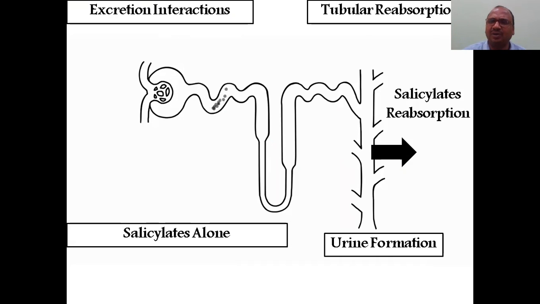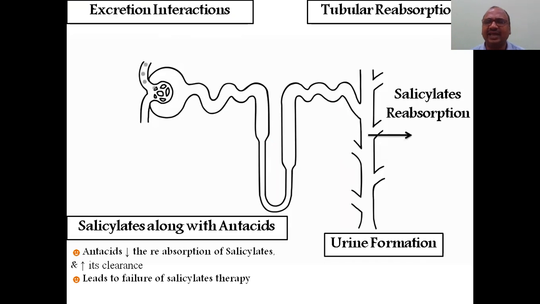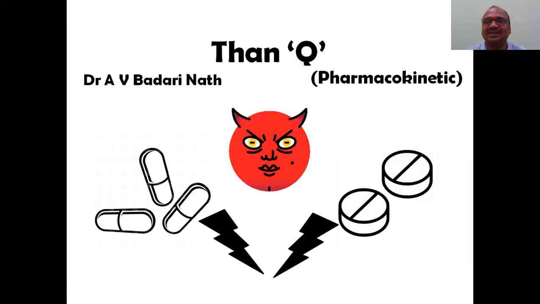Now what happens if you take salicylates along with antacids? Salicylate reabsorption into the blood is decreased, so a larger amount of salicylate will be excreted through the urine. It leads to failure of salicylate therapy. Antacid decreases the reabsorption of salicylate and its clearance is increased, so it leads to therapeutic failure of salicylic acid. So increase the salicylate dose here.